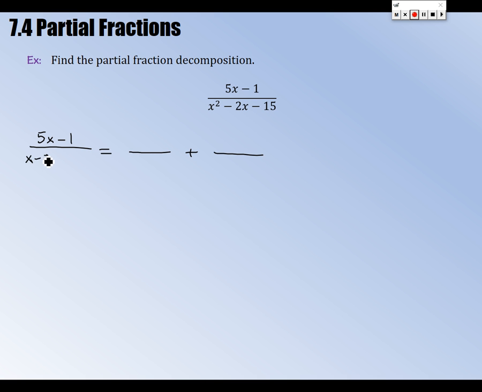Yeah, x minus 5 and x plus 3 are the denominators. And on top of those go what? Yeah, how about an a and a b, or whatever letters you like. So now the question is, if we stare at this for a second, what have we done here, and what can we do? What lines of attack can we even take?